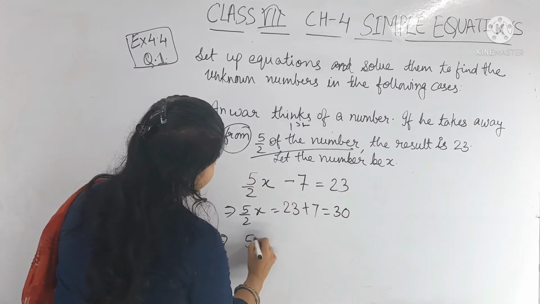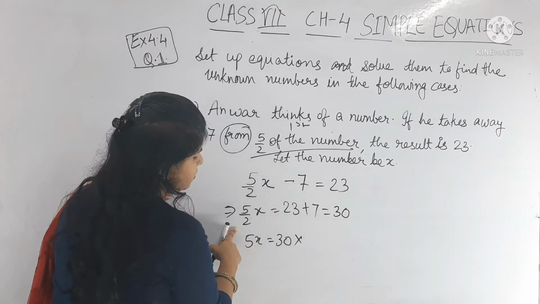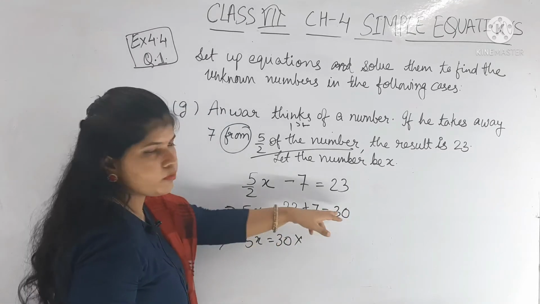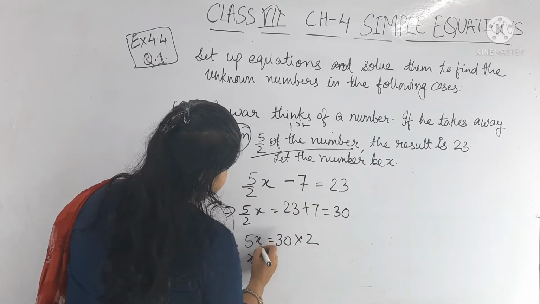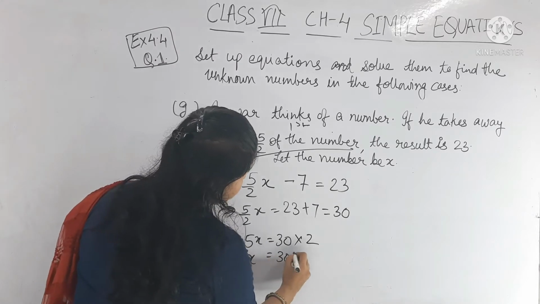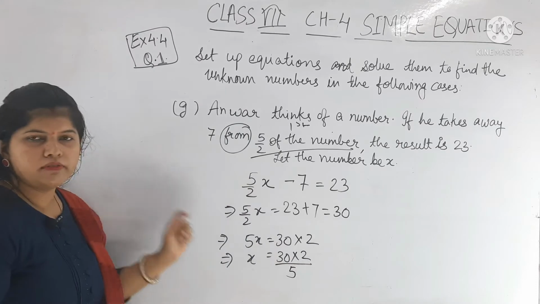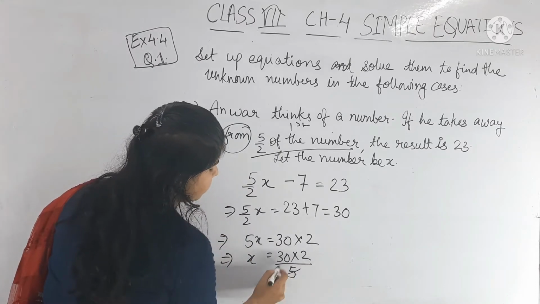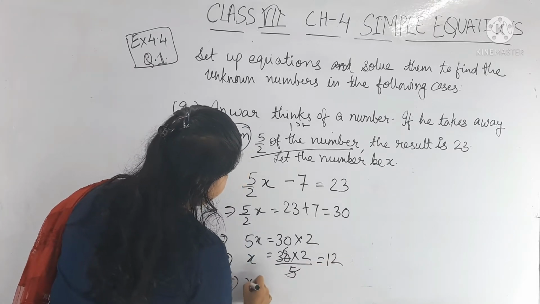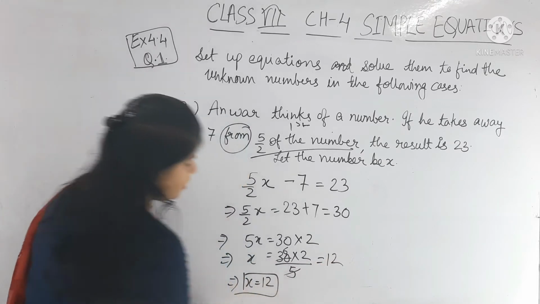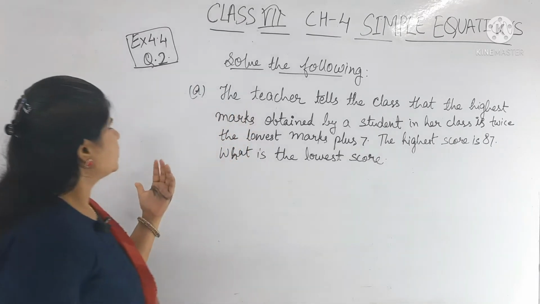So here 5x equal to 30. This 2 I will transfer. Here it is division, so after equal to it will be multiplication. Here it is multiplication, so on the right hand side it will be division. 5 6s are 30, 6 2s are 12. So I am getting x equal to 12. This is your answer.